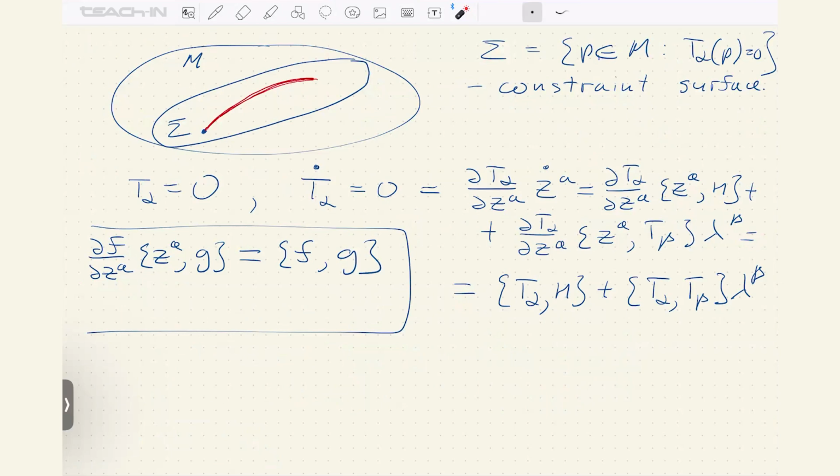So it is clear that the dynamics of our system depends substantially on the properties of this matrix, right? Well, it's a matrix whose entries are functions on our phase space. And this matrix is called the Dirac matrix. So Delta_alpha_beta, {T_alpha, T_beta}, by definition, is the Dirac matrix.